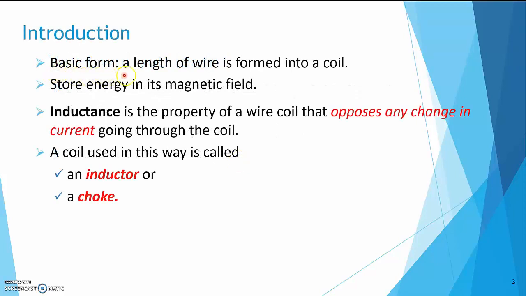The basic structure of an inductor is a length of wire formed into a coil. When current passes through the coil, a magnetic field is developed around it. Inductance is the property of a wire coil to oppose any change in the current going through the coil. A coil used in this way is called an inductor or a choke.